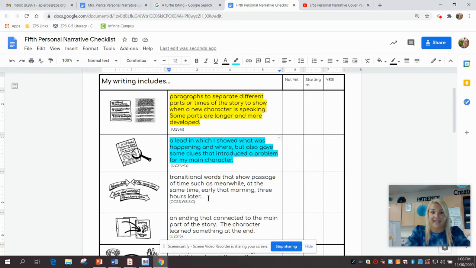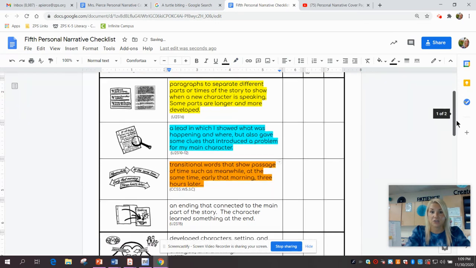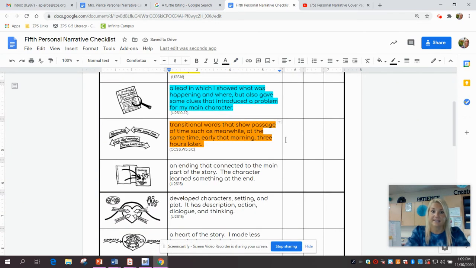And then our next icon that we will grade you on is transitional words that show passage of time, such as meanwhile, at the same time, or early that morning, or 3 hours later, or suddenly, immediately, just then, using some of those peppy transitional words and phrases to show that time has passed or there's a new setting.